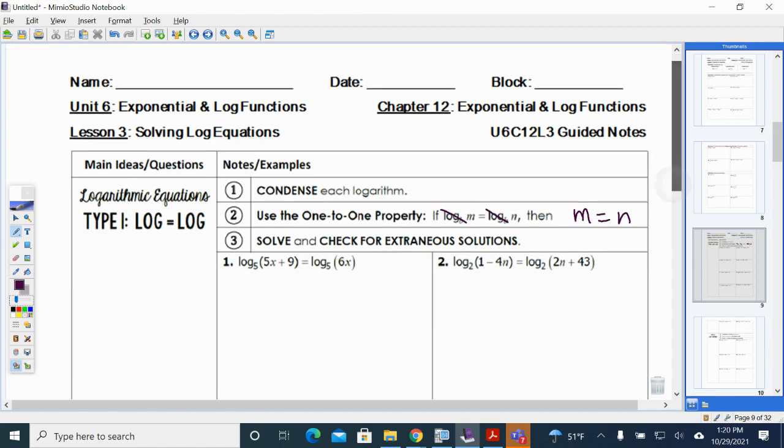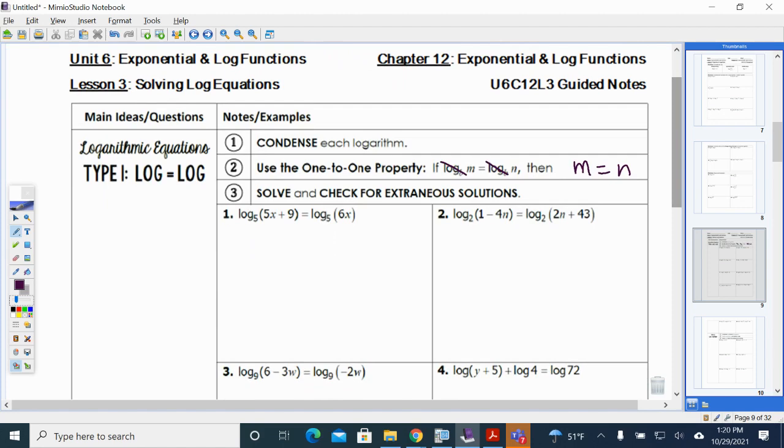So let's look at example number 2. Number 2 says log base 2 of 1 minus 4n is equal to log base 2 of 2n plus 43. You have one log on both sides. They're matching logs, so I'm going to get rid of the logs, and I'm left with 1 minus 4n equals 2n plus 43. Now I'm going to solve it.